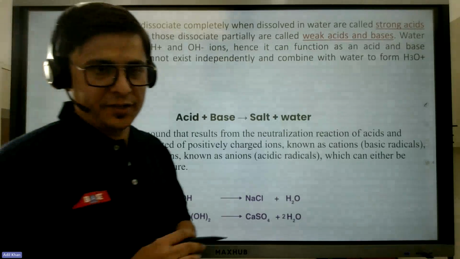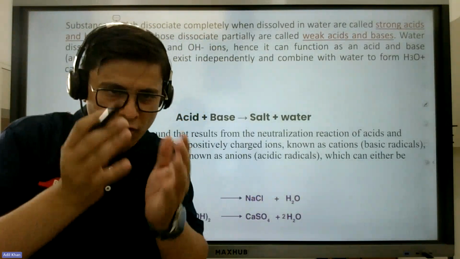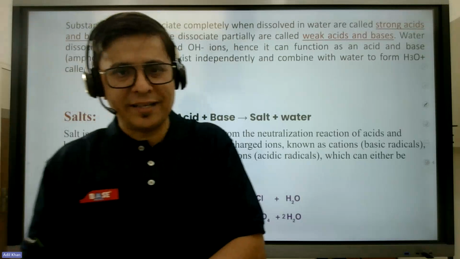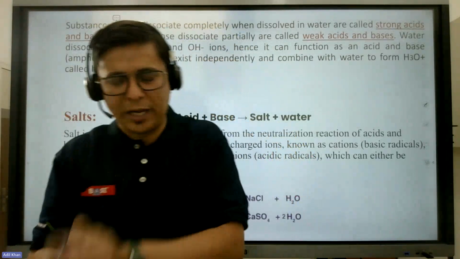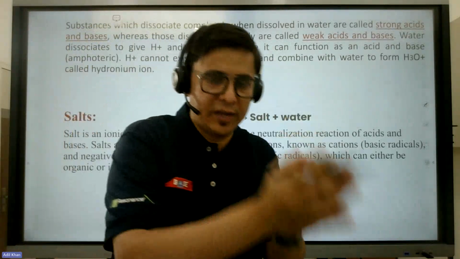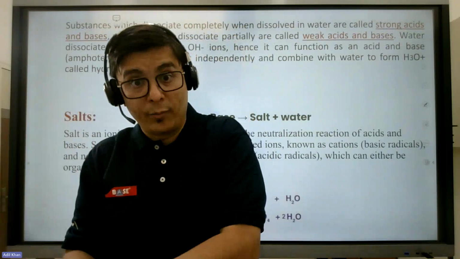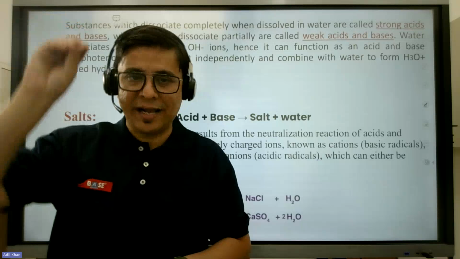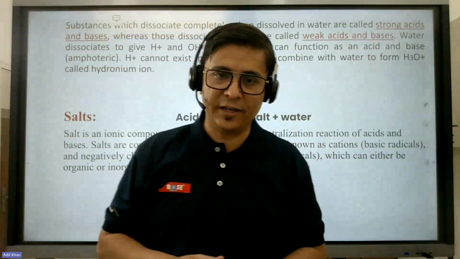Now acids and bases are of many types, but for you there are two important types of acids and bases. There are two types of acid, strong acid and weak acid, and two types of bases, strong base and weak base. So basically you have strong acid and strong base, and weak acid and weak base.